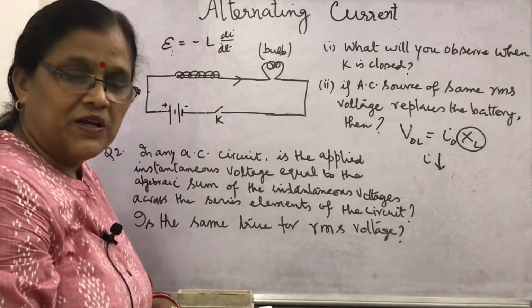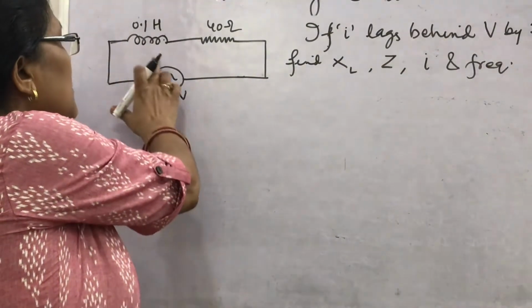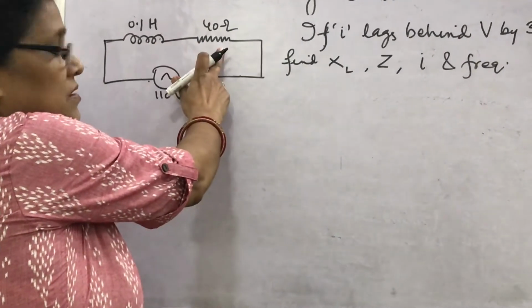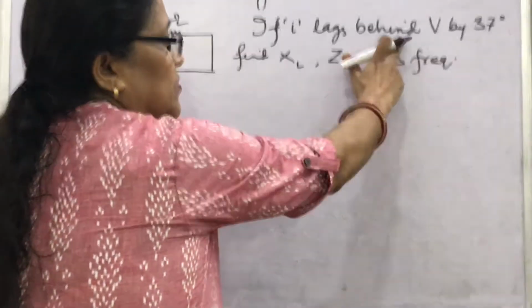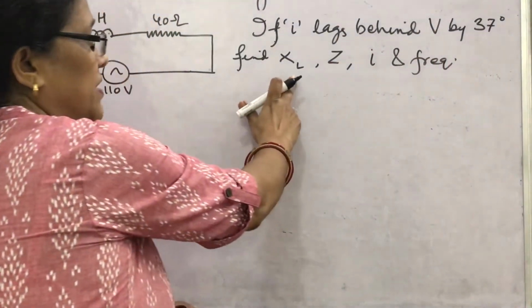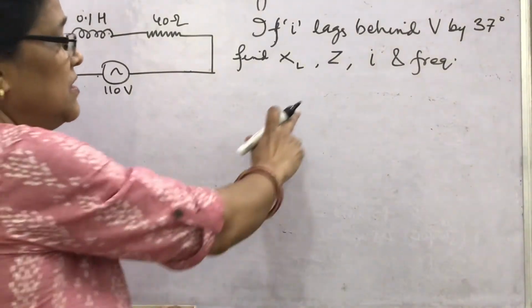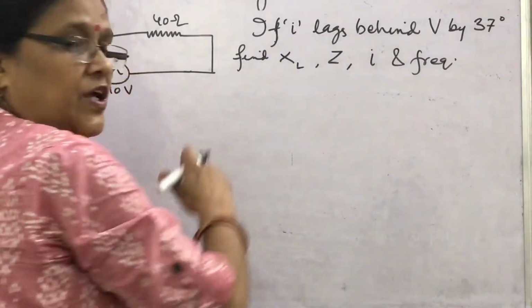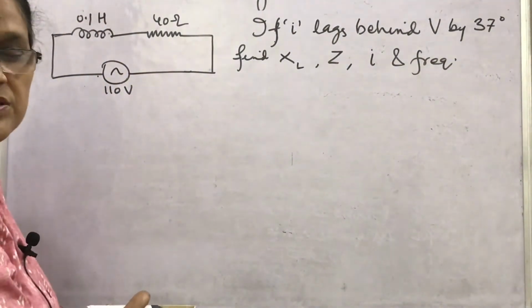Let's see one numerical. In this numerical, this is the value written for the coil and resistance 40 ohm. If current lags behind the voltage by 37 degrees, find XL. What is XL? Inductive reactance, Z, impedance, current and frequency. How will you find them? Let's see.